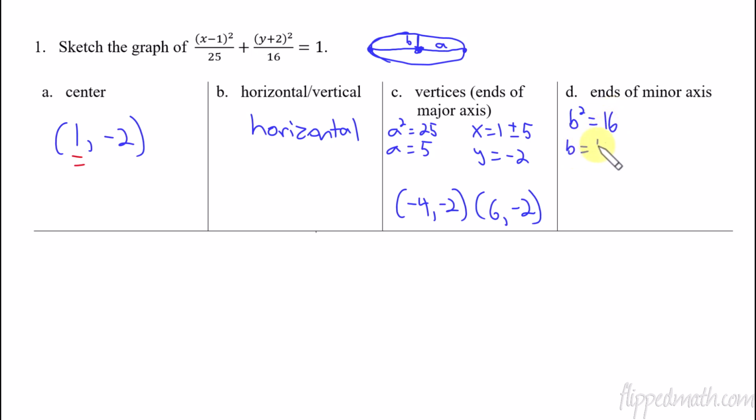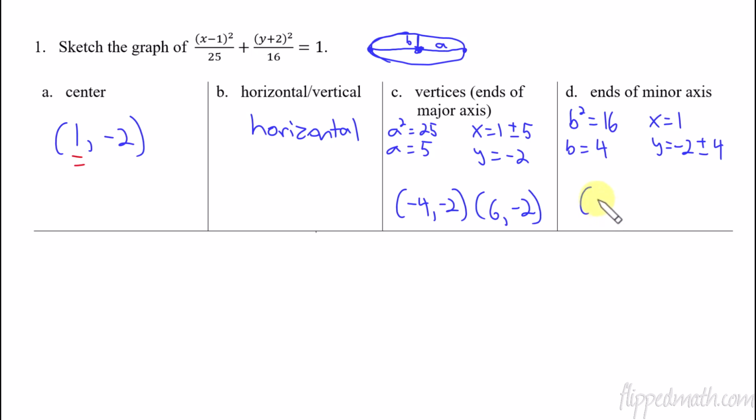So therefore, B is a 4. And then that leaves me with, what am I doing? I'm going from the vertex, 1 and -2. X is not going to change. X is going to stay a 1. It's the y value that is changing. So y is going to change from -2, and I'm going to add and subtract the value of B.